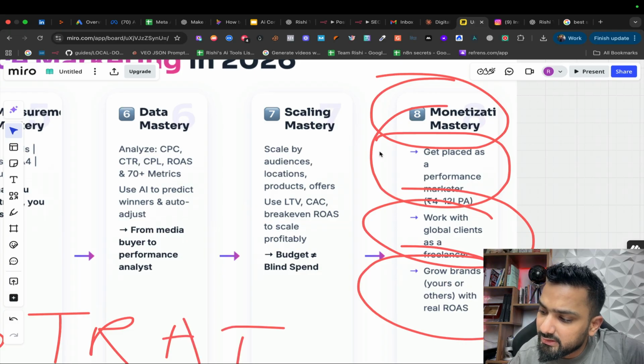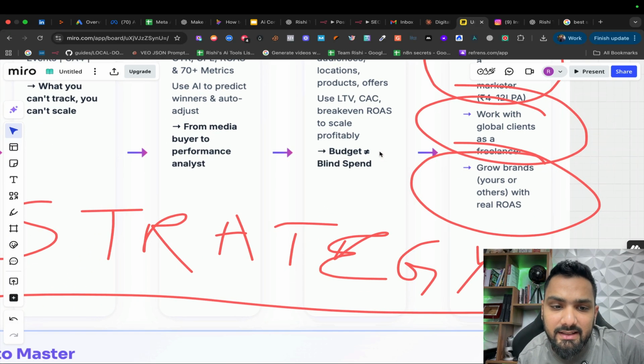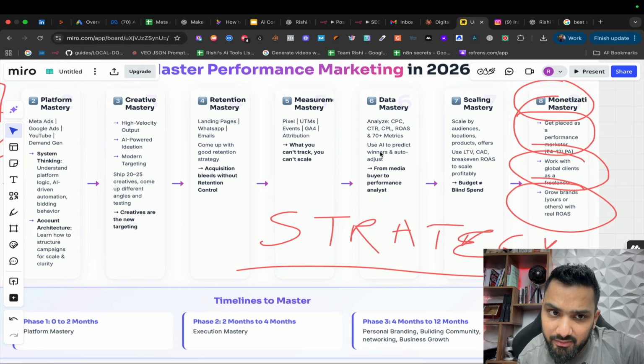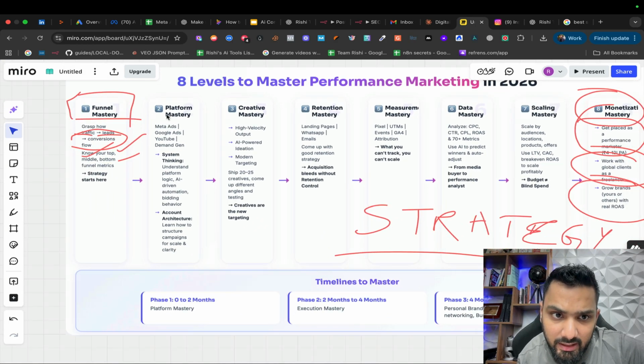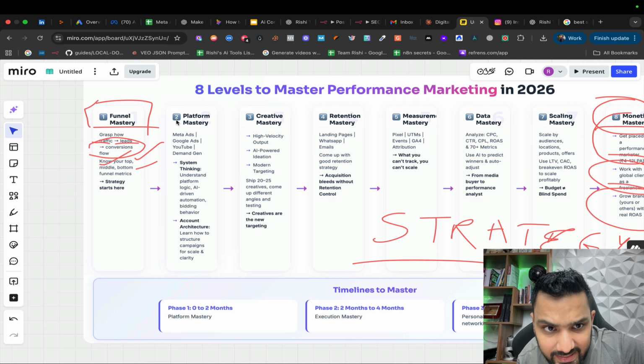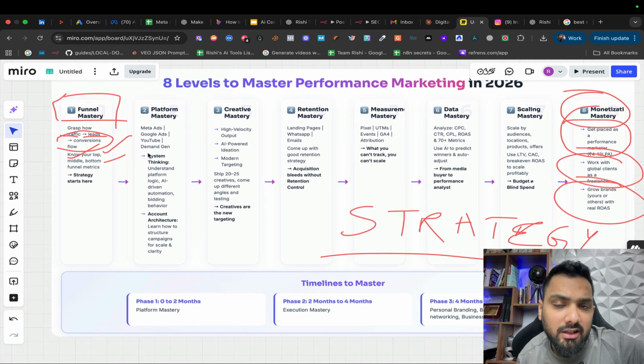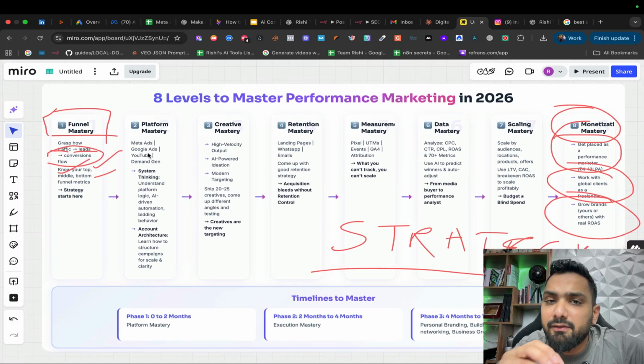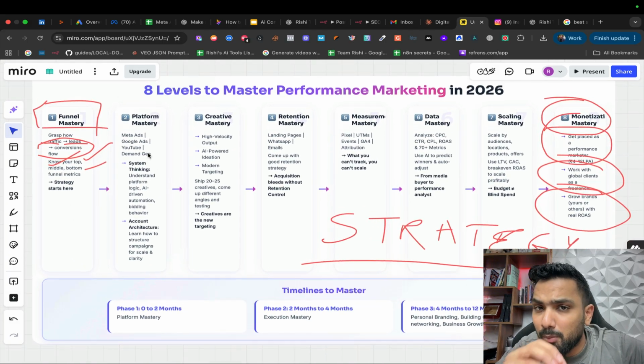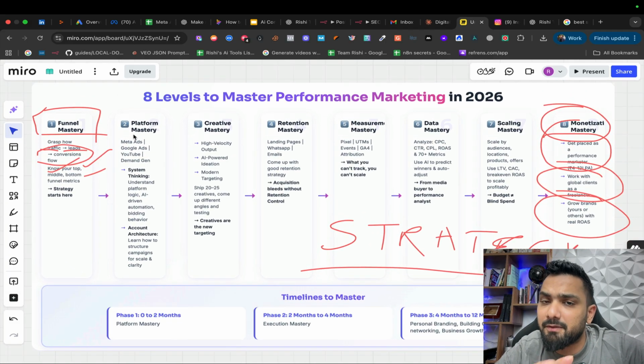So if you just go and select some buttons on Meta, that is not going to help you get there, right? What I'm trying to say is, if you just master the second one, which is just the platform mastery, you are capable of only getting 10-15,000 rupees a month. Nobody is going to pay you more, because these platforms have become more automated in itself.